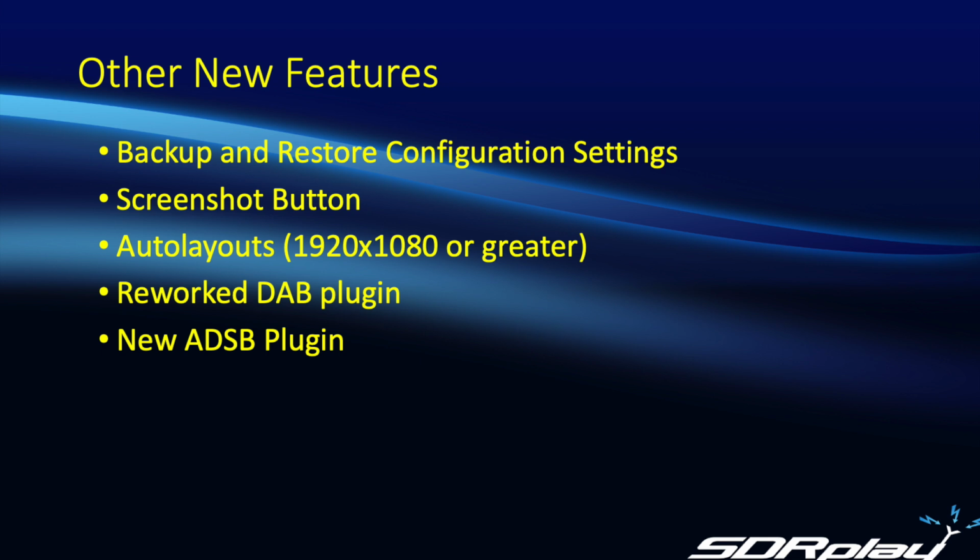There are also some other new features in SDRuno 1.41. The ability has been included to back up and restore your configuration settings from the options menu. We've also put in a screenshot button to allow for troubleshooting. Auto layouts have been improved, although you do need a high resolution display to see that. The DAB plugin has been reworked, and there's an all-new ADSB plugin. In fact, that's pretty exciting, so we actually have a separate video to cover operation of that particular plugin. But for now, let's just have a look at the first two of those items.